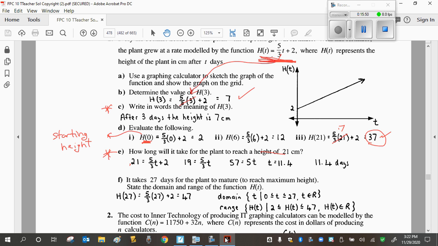So the calculator will work just fine. There's your 37. Now it says height of 21. Well, t is not height. That means this equals 21. So that's what we're doing here. You're substituting h for 21, and then I'm going to subtract 2 on both sides to get 19. And then we multiply by 3, or you can divide by 5/3 if you wanted to.